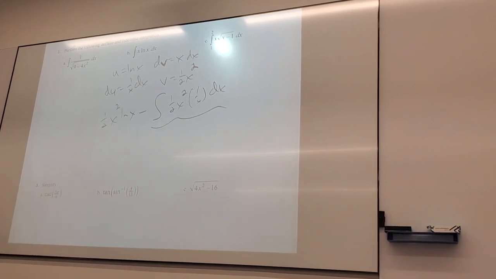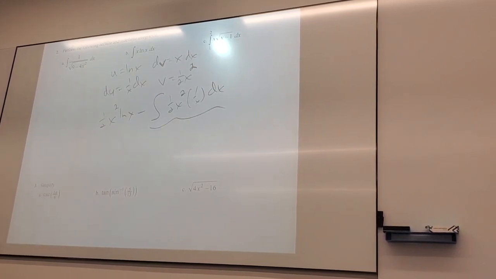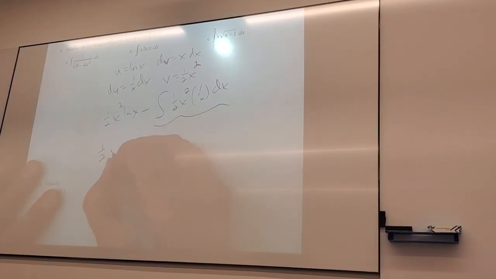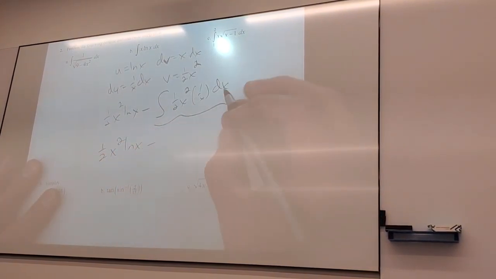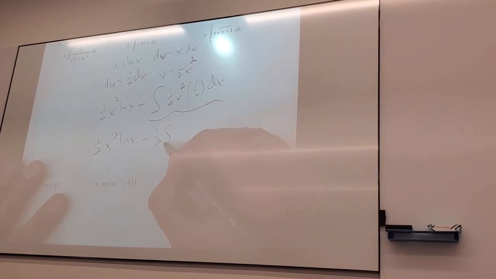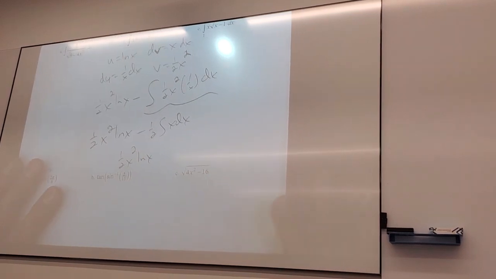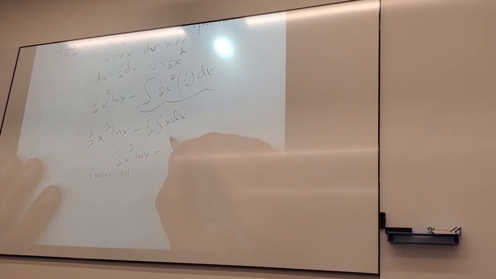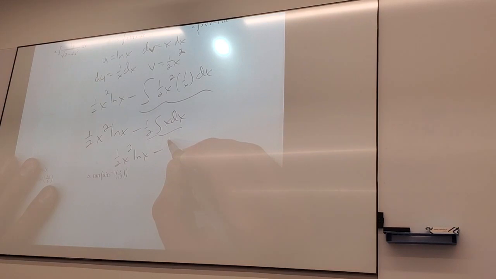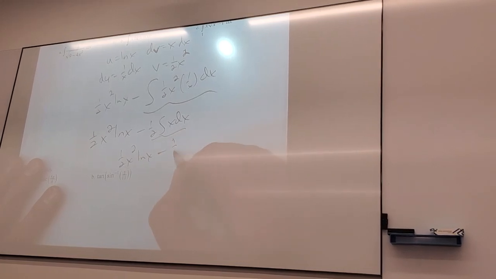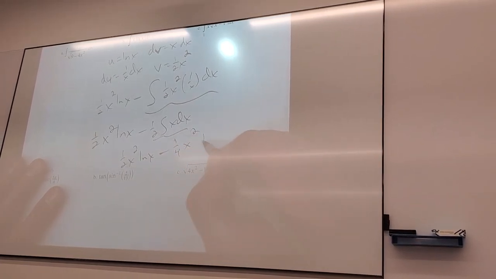Finish this guy up, how would I do that? This will be 1/2 x squared ln x minus 1/2 integral x dx, of course. And then what's that? What's the integral of x? It'd be 1/2 x squared, so 1/2 times 1/2 is 1/4 x squared. Plus c.